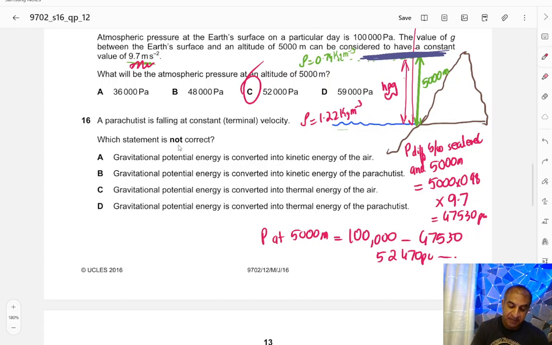No. This statement is not correct. I misread it. The parachutist is falling at constant velocity. That means is converted into kinetic energy of the air. Definitely, yes, that would be converted.